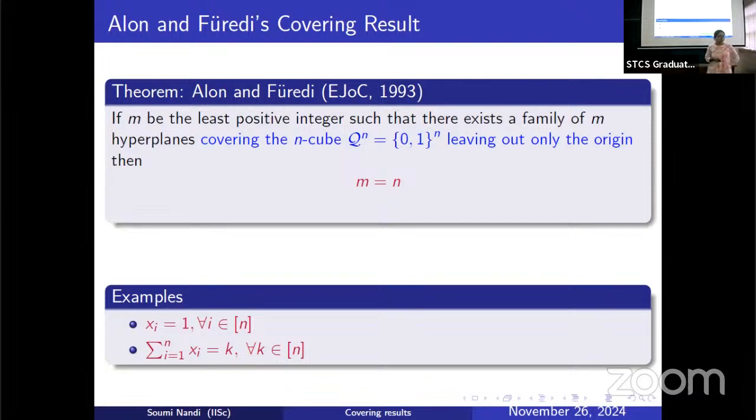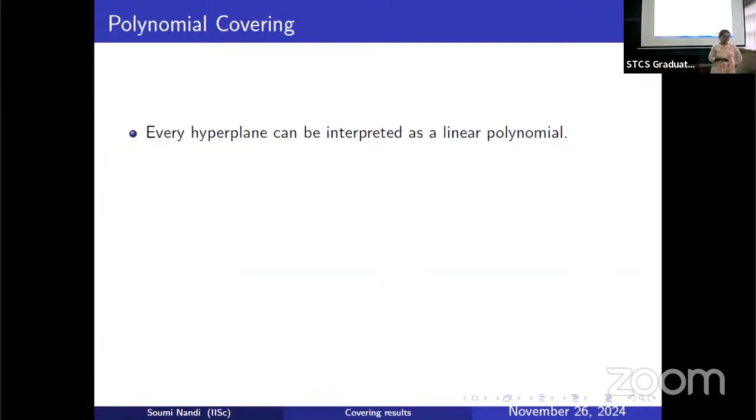Sorry, what was that number? What did you say about the second thing? So the second thing is, I'm just taking the summation of x_i. So they will also cover all the points except the origin. So a family of n hyperplanes. Basically, yes. How many ones are in? Give two examples of cover. Yes.